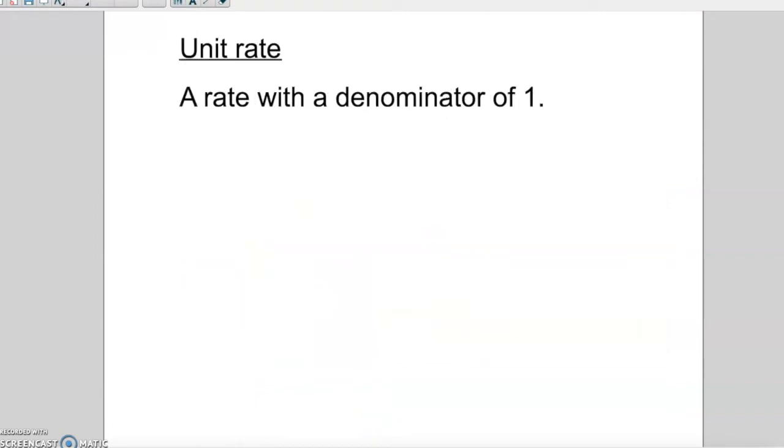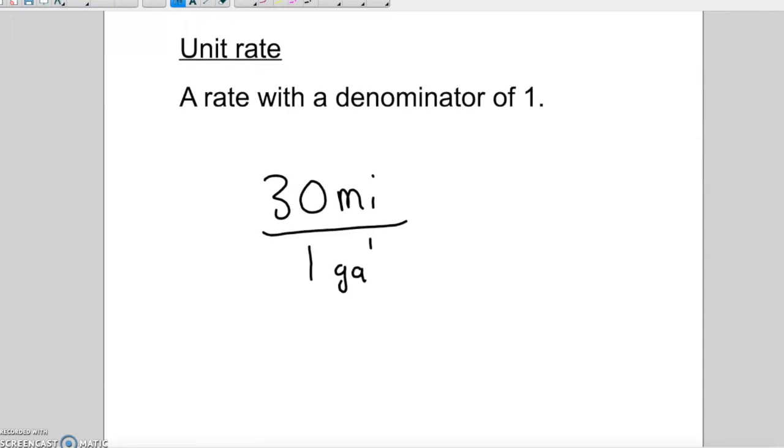Now there's a very important term that we need to know. Okay, one of your IXLs will be on this. We're going to visit this again back in the spring. Okay, and it's called a unit rate. So a unit rate means this. A rate with a denominator of 1. Okay, I'll say it again. A rate with a denominator of 1. For instance, 30 miles per 1 gallon. That is a unit rate. Okay, because 1 is our denominator, right?